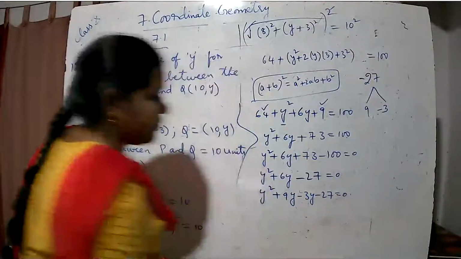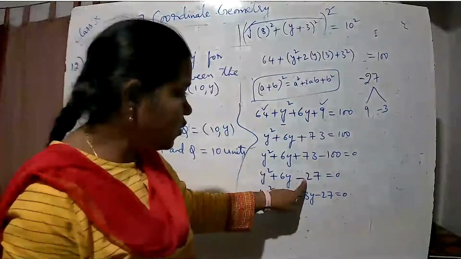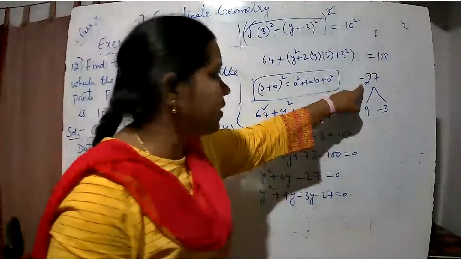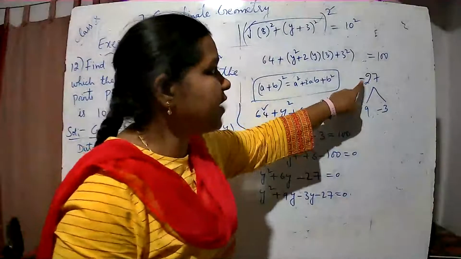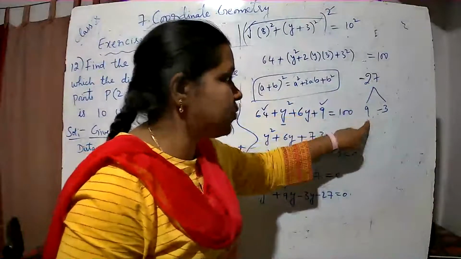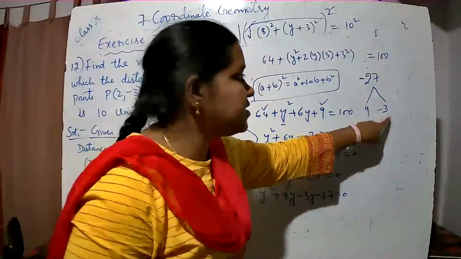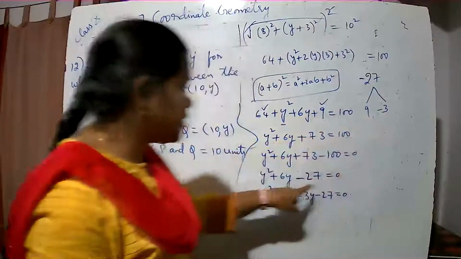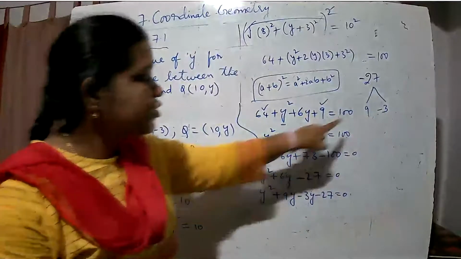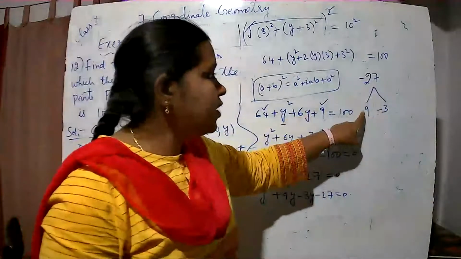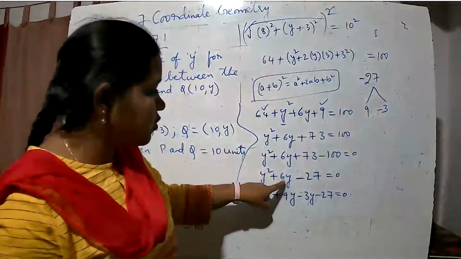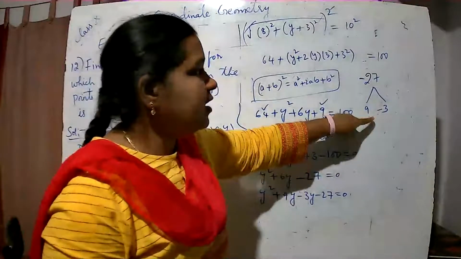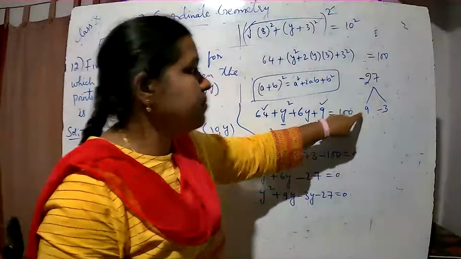I'll explain this once again. Here you have minus 27. You have to write the factors of minus 27 in such a way that when you multiply these, you get minus 27, and when you add these two, you should get the coefficient of y. So 9 threes are 27. I am putting plus sign here because the coefficient of y is plus. The bigger number is 9 and its sign should be plus.